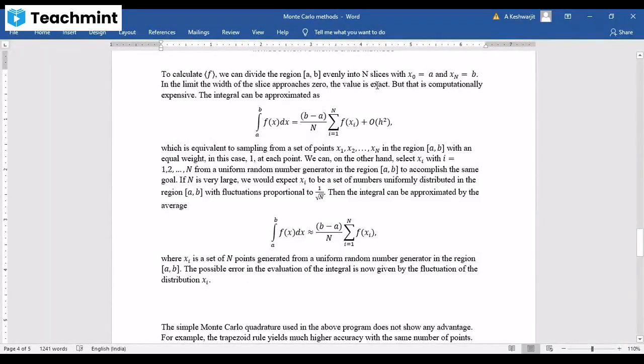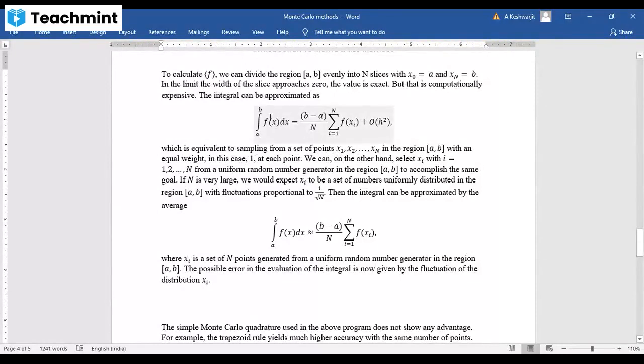The value of the average is exact, but that is computationally expensive. The integral can be approximated as given by this, plus higher order terms, which is equivalent to sampling from a set of points x1, x2, up to xn in the region a to b with an equal weight, in this case 1 at each point.